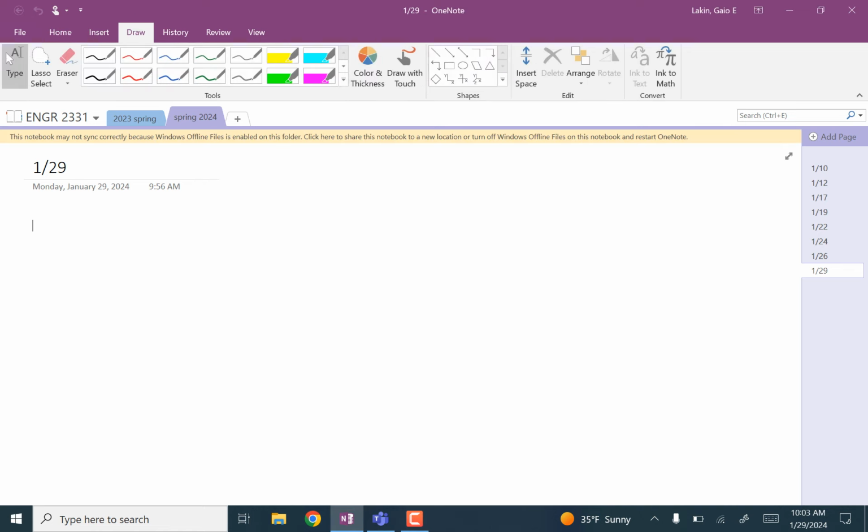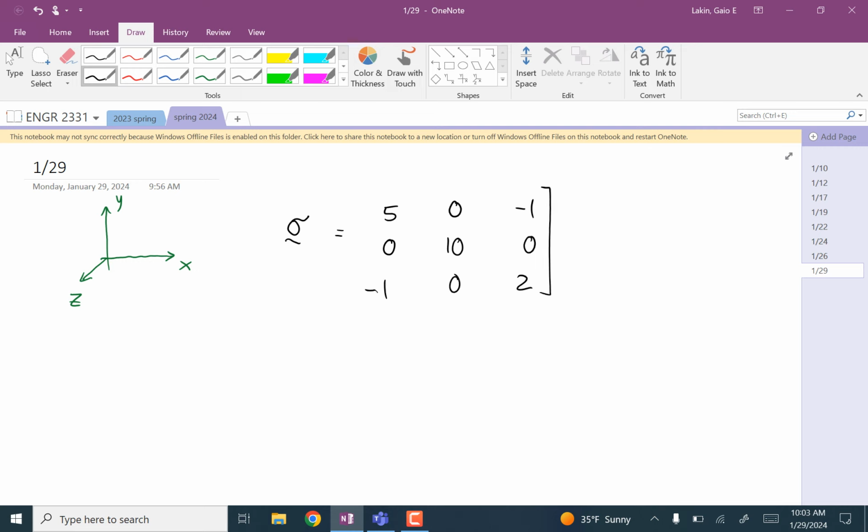So let's say that we have a stress tensor in a coordinate system like this. Of 5, 0, -1, 0, 10, 0, -1, 0, 2. And these are in megapascals.